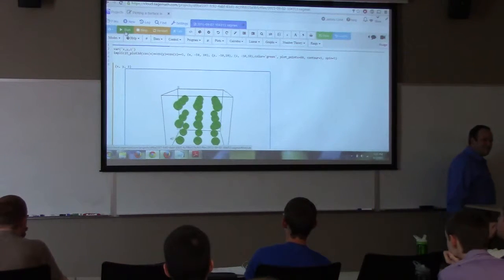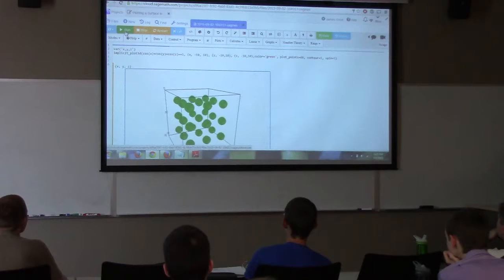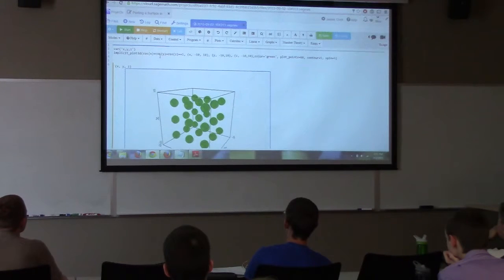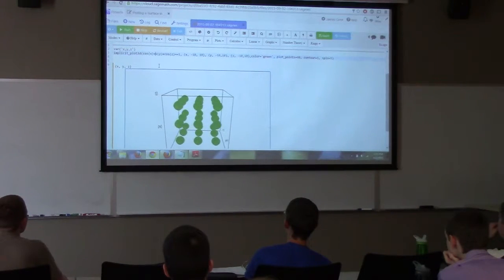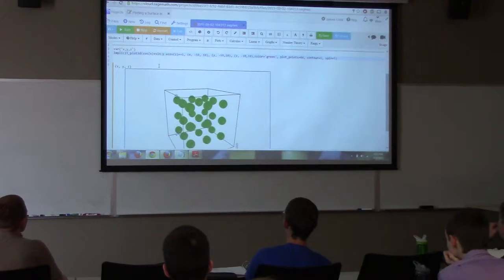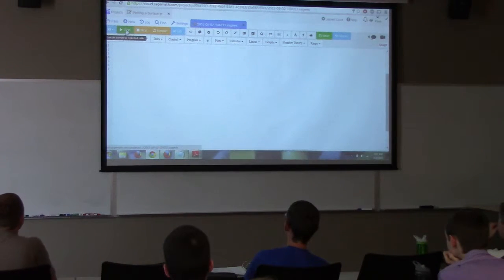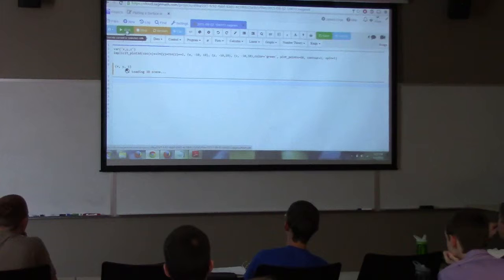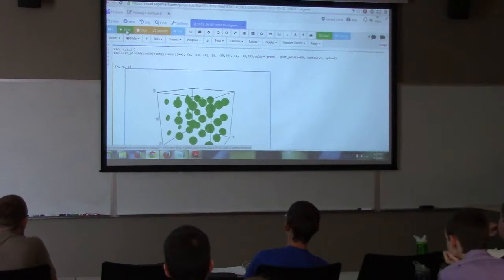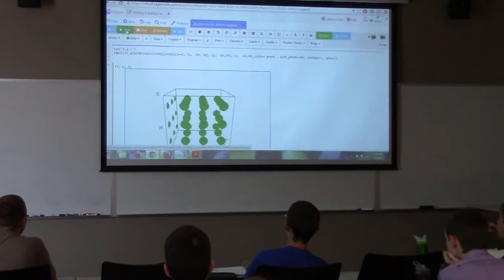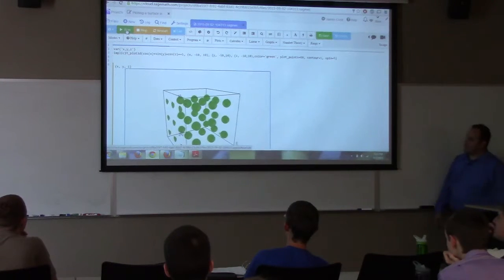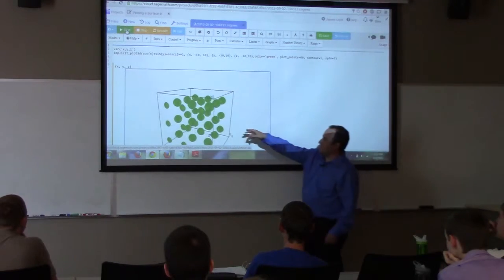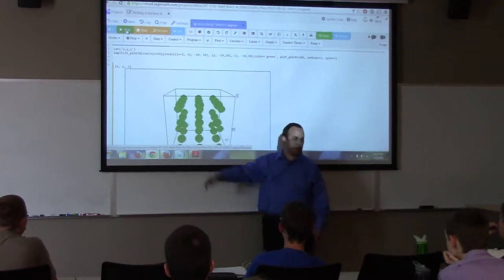What would happen if you change cosine to sine? I don't know. My guess is the spheres will get shifted, but it's going to be the same thing. Ooh, kind of the same thing, but it's been shifted. Well, these are still spheres. They're just getting cut off by the edge of the universe, which is the cube.